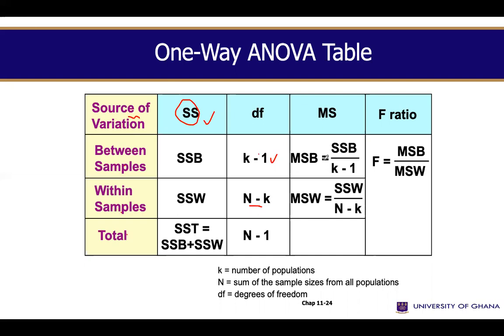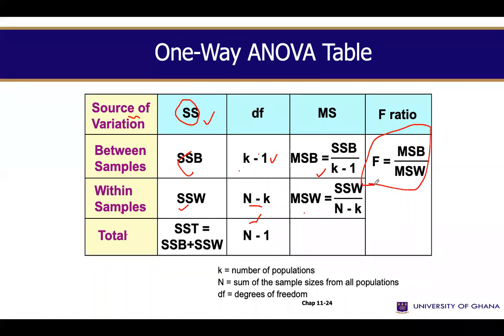Now we calculate what we call the mean square. The mean square is like a variance that we deal with. So we divide the SSB by its degrees of freedom, and you get the mean square between. Divide SSW by its degrees of freedom, and you get the mean square within. You use this MSB and MSW to find what we call the F ratio. The F ratio is our test statistic. That is what we are going to compare with the critical value.